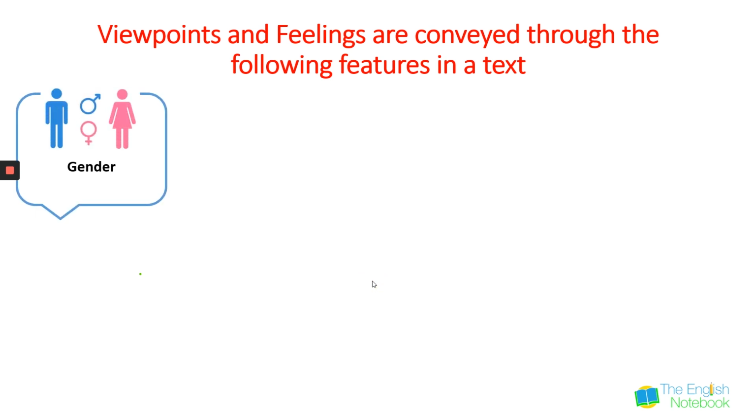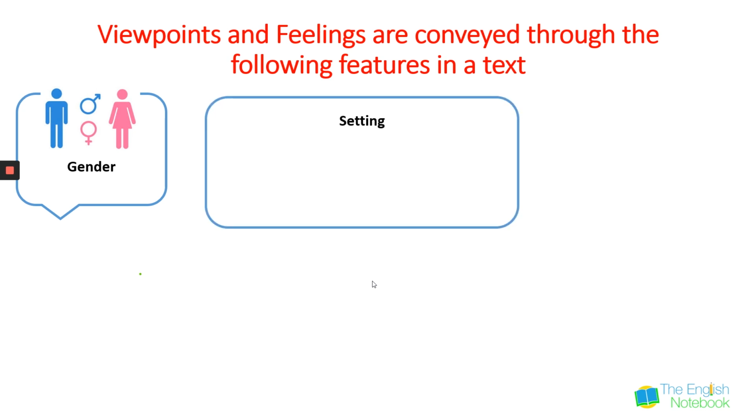Why would gender be a way that would help you identify how writers feel or what their perspective on a certain issue is? Sometimes you'll have females writing an article that they feel quite strongly about, and their perspective might be very different from a male who writes an article on the same issue. So look at gender, because gender might in fact play a part in indicating to you what the perspective of the writer is.